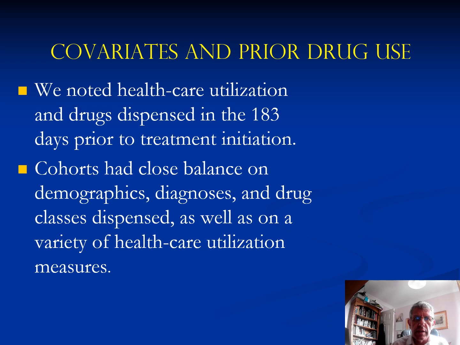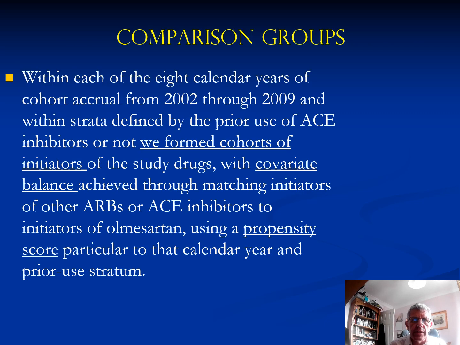This slide tells us more about the comparison groups. Remember that the comparisons we make will have a big impact on the results. Within each of the 8 calendar years of cohort accrual from 2002 to 2009, and within strata defined by the prior use of ACE inhibitors or not, we formed cohorts of initiators of the study drugs with covariate balance achieved through matching initiators of other ARBs or ACE inhibitors to initiators of olmesartan using a propensity score particular to that calendar year and prior use stratum. In later slides, I will explore the terms that are underlined in this slide.